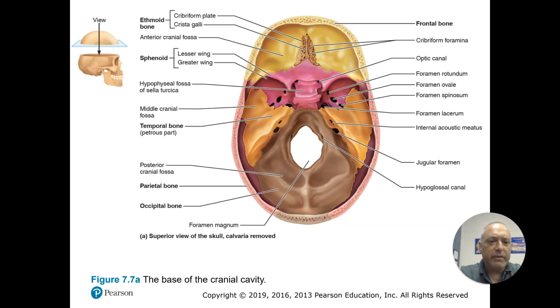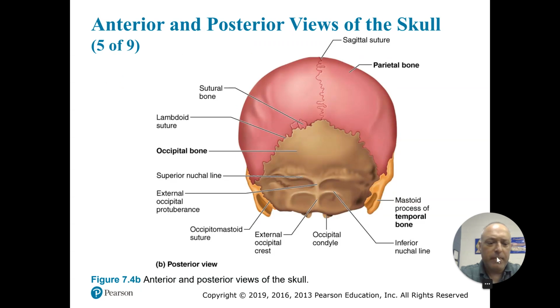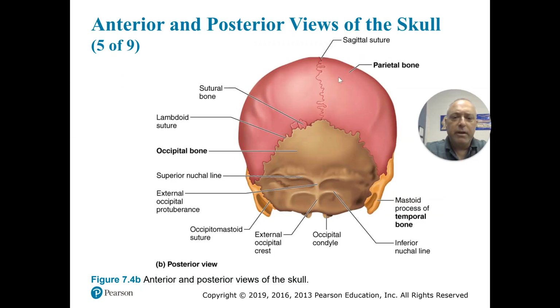Okay, so the base, once again, we've got the sphenoid, the ethmoid. In a posterior view, we've got our sagittal suture, which separates the left and right parietal bones, the lambdoid suture, which separates the parietal from the occipital bone. And then the temporal bone, we can just see the mastoid process coming down.